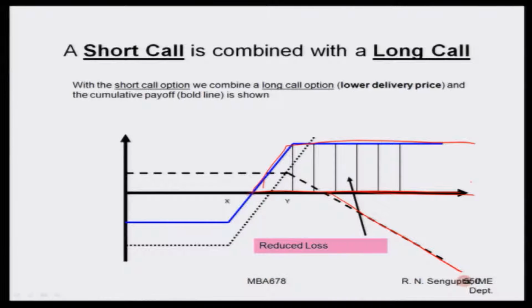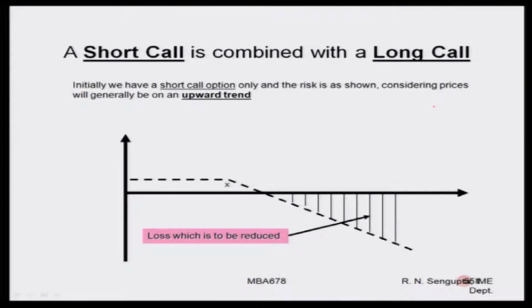This is just a notional concept. The blue line could have been on the lower side also, but rest assured the overall loss would definitely be reduced the moment you combine a short call option with a long call option. Remember the long call option would have a lower delivery price, which is X, and we will always consider X is less than Y. Now, you have a short call option, and considering the prices will be on an upward trend, again the same thing we have considered here. Again, remember here there is a subtle difference. In the initial case, the first problem, we considered that the strike price was Y, but now we are considering the strike price is X.